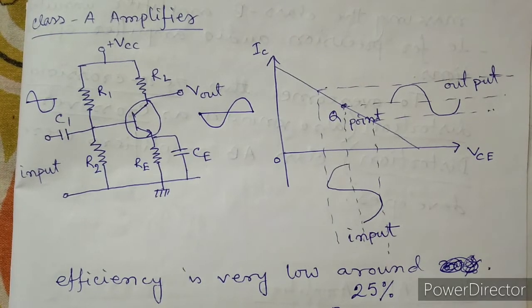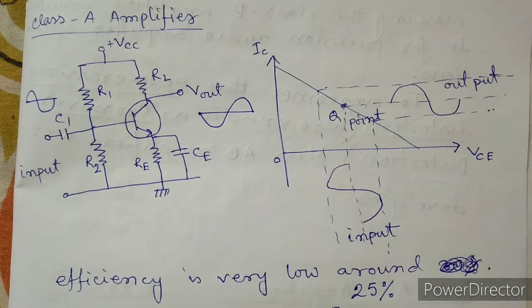In class A amplifier, collector current flows at all times during the full cycle of the signal. That means if the input is a sinusoidal signal, for the 360-degree cycle, the output will respond depending on the input. So, collector current flows at all times during the full cycle of the signal.